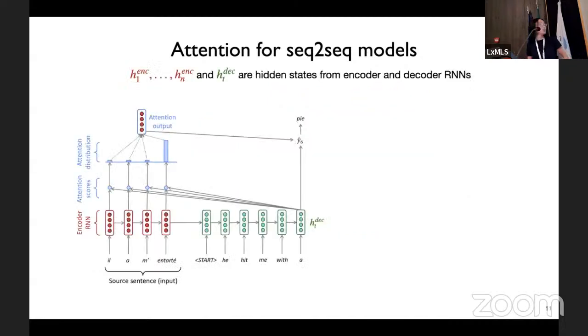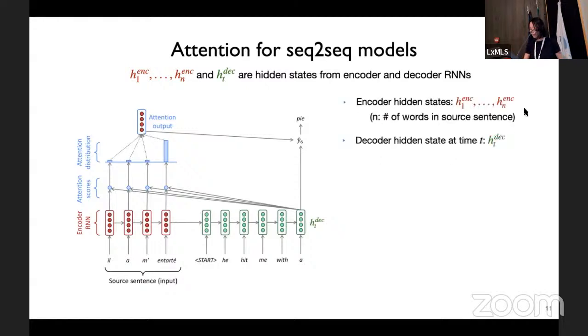Next, I'm going to talk about some more mathematical notation of attention and see how this generalizes to the attention that we have been using in transformers. Here is still the notation of attention that we use in sequence-to-sequence models. I already explained the notation. There should be n hidden states on the encoder side, h encoder 1 to h encoder n, and at time step t of the decoder, the hidden state is denoted by h decoder t.